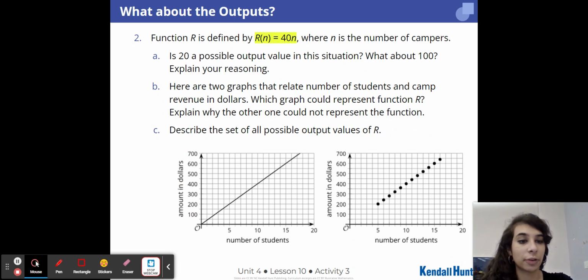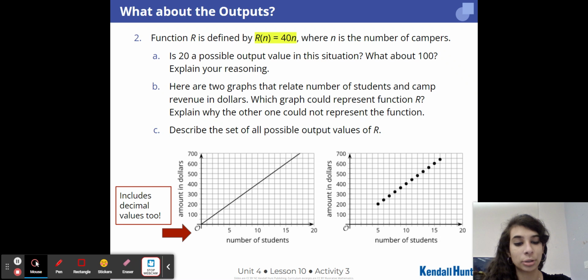The function r is defined by r of n is equal to 40n, where n is a number of campers. We just talked about this in the beginning. The next thing you want to ask yourself is, is 20 a possible output value of the situation? What about 100? Here are 2 graphs that relate the number of students and camp revenue in dollars. Which graph could represent the function r? Explain why the other one could not represent the function. Describe the set of possible output values of r.